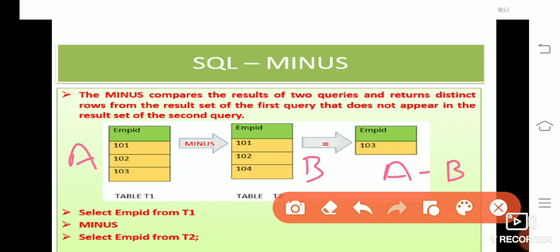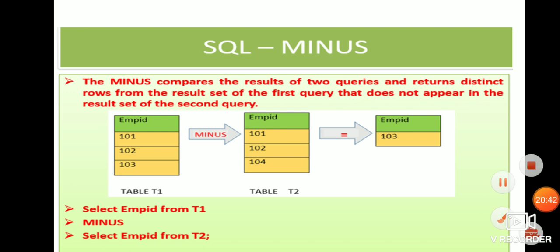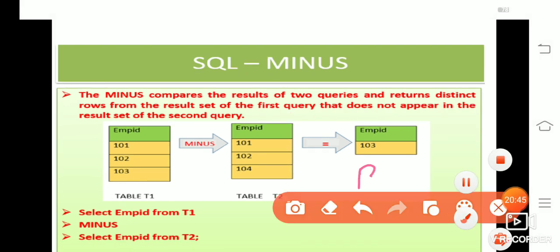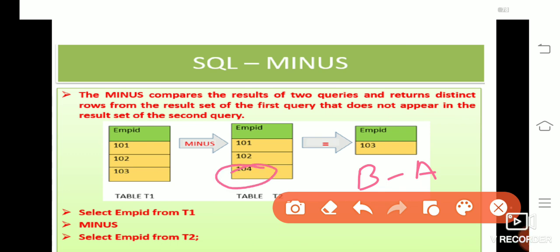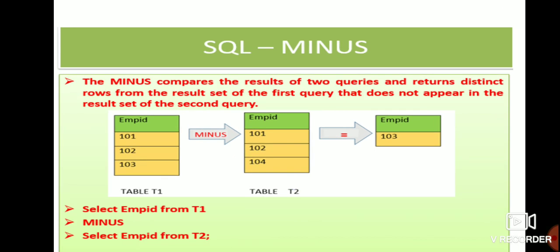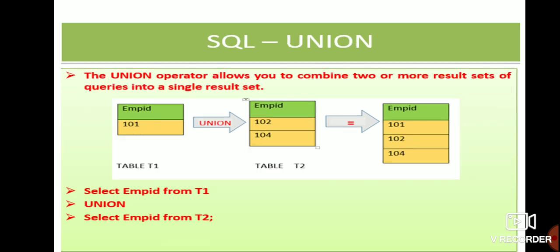Okay, now what will be the output I get from A minus B? Only 103 will be left, so it will give us 103. If I write B minus A, it will remove 101, 102, but it will return 104 as the output. Okay, you can see the syntax also, how you have to write: select employee ID from T1 minus select employee ID from T2. Employee ID is your column name.